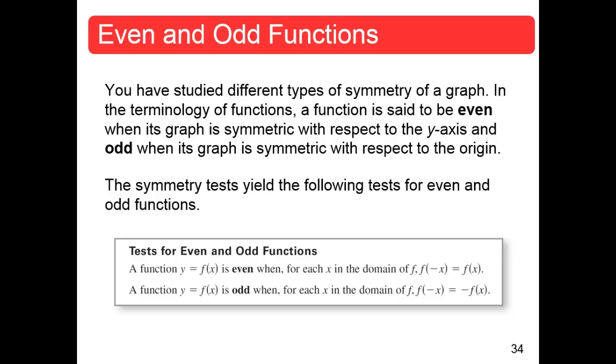So here's the test for even and odd functions. Start with the function y equals f of x. That's what y always is, right? It is even when, for every x in the domain, if you put in a negative x rather than x, and you get the same answer with a negative x that you got with an x, that's an even function. Because you put a negative in, you get the same value as if you put a positive. That makes it symmetric about the y-axis, right?